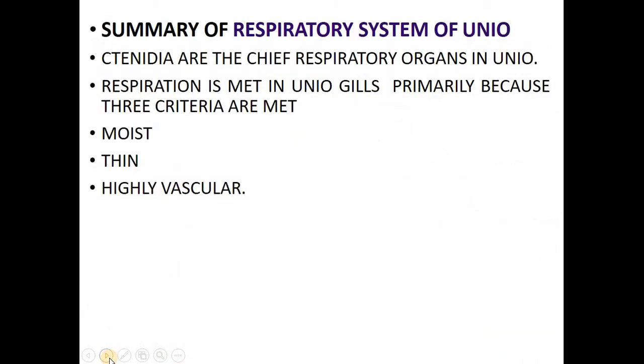Now summary of the respiratory system of Unio. Ctenidia are the chief respiratory organs in Unio. Gills are primarily the respiratory structures because three criteria are met there. The gills or the ctenidia are always moist because they are always bathed with water, and of course they are highly thin structures and highly vascular. So here the blood pigment is hemocyanin. So this exchange of gases takes place.